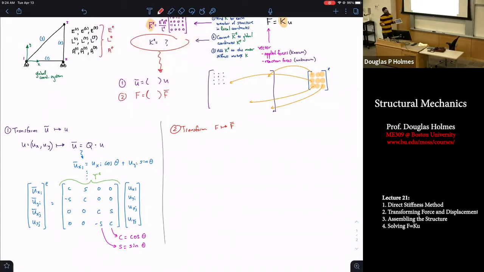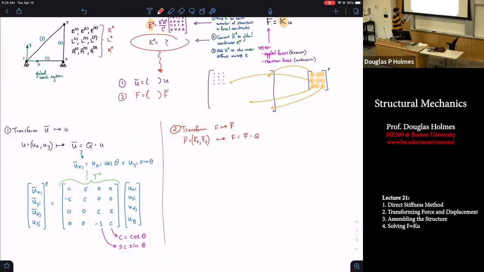This is going to look pretty much the same. It's just flipped. So to give you an example of what I mean by that, we can do the same thing. I'm going to have a vector f. We'll call it f bar equal to f bar x, f bar y. And so if I want to find f, I would take f bar dot it into the Q.